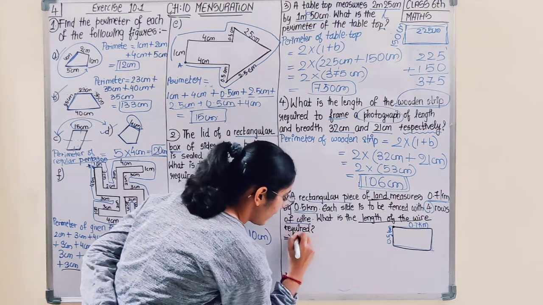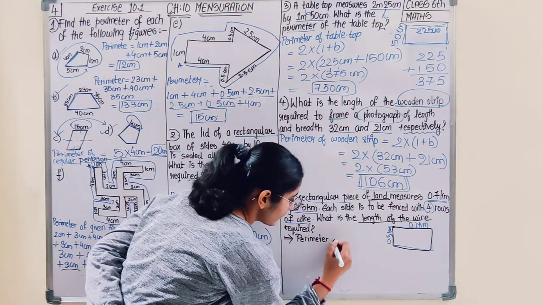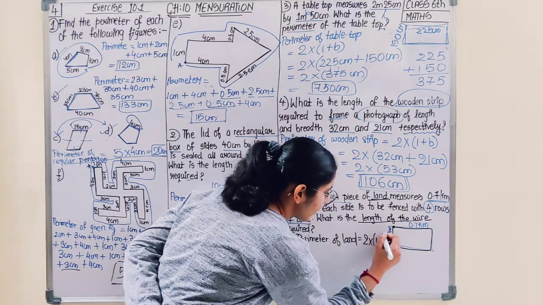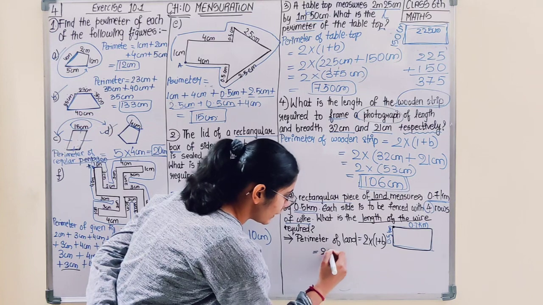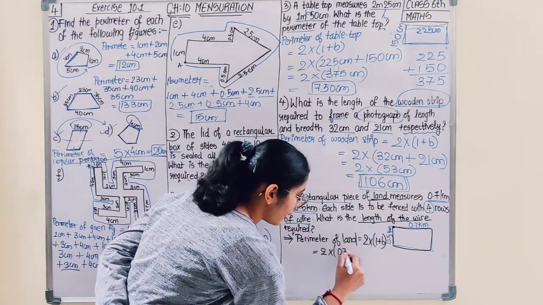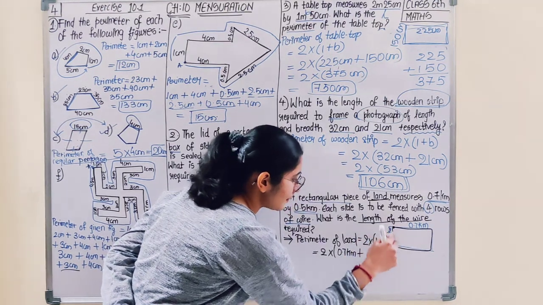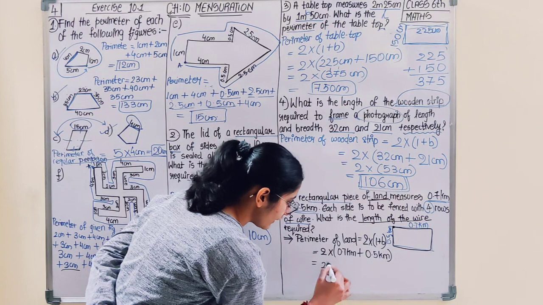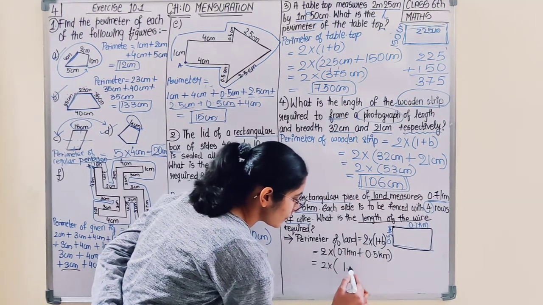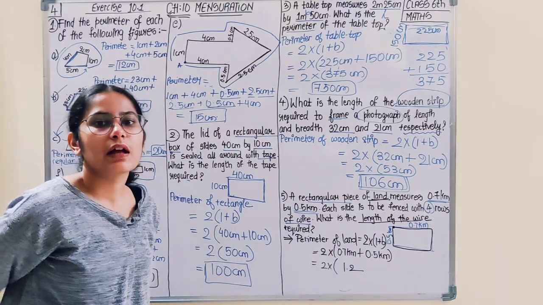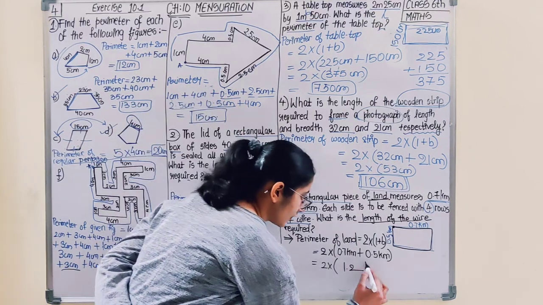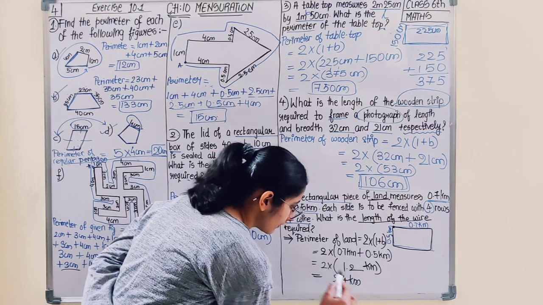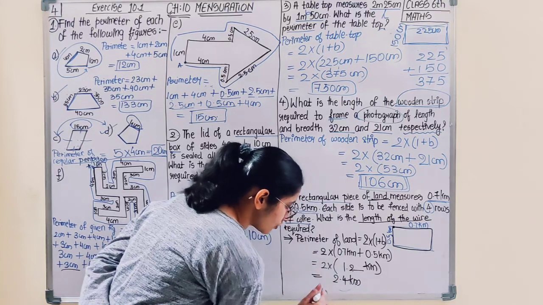Rectangular piece of land, so perimeter of land which is rectangular in shape is by using formula 2 into length plus breadth. So that equals to 2 into what is the length being provided, 0.7 kilometer plus what is the breadth provided, 0.5 kilometer. Next, 2 into 0.7 plus 0.5 is 1.2. Am I correct, check it out. That equals to 2.4 kilometer. 2 2s are 4, then 0.2 1s are 2, 2.4 kilometer.